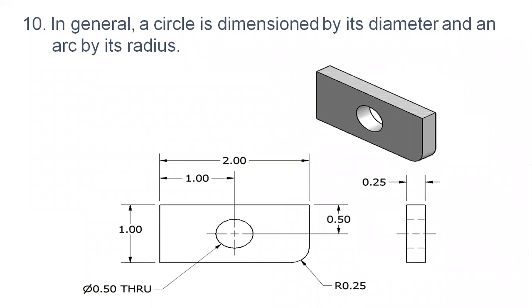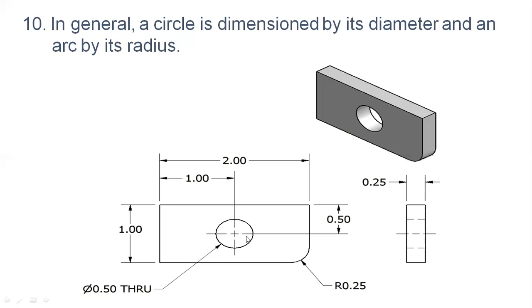The 10th rule: in general, a circle is dimensioned by its diameter and an arc by its radius. Always see that whenever you are showing any circle or hole, it should be mentioned by the diameter. If it is an arc, you should mention that arc by using the radius. You can see the 3D figure of this particular diagram. It is called an isometric or pictorial view, and the diagrams shown below are the front view and the side view.